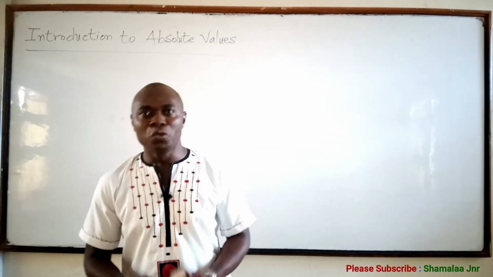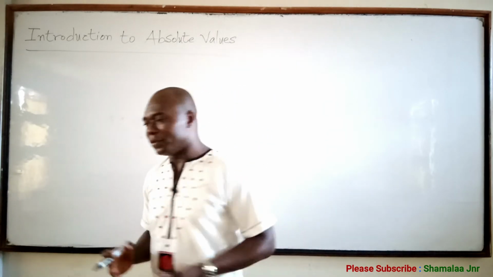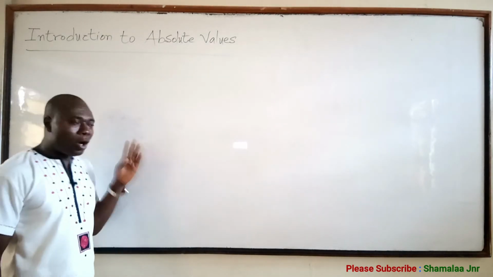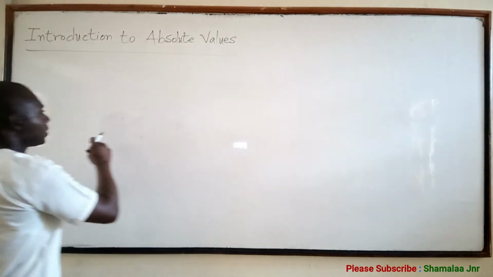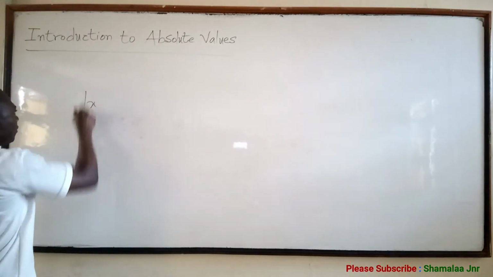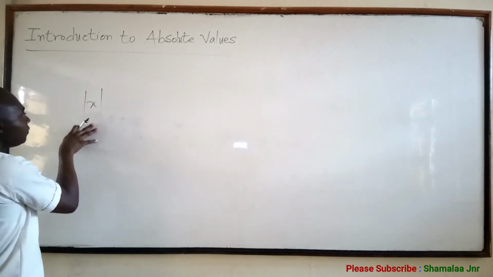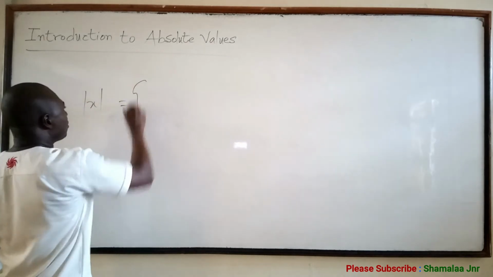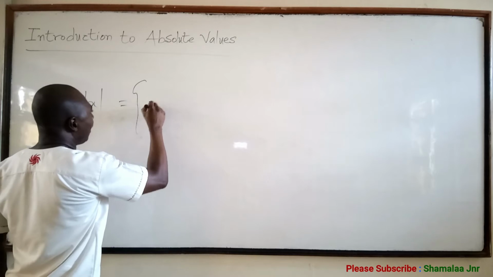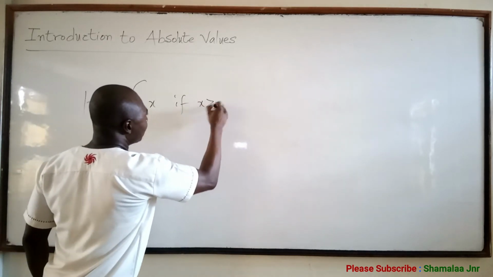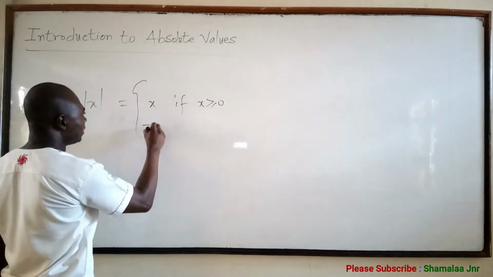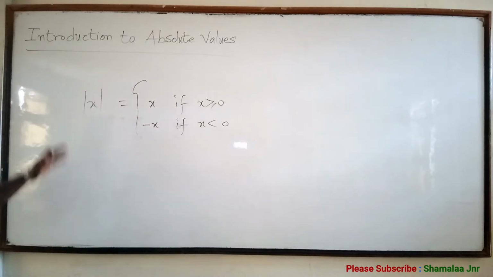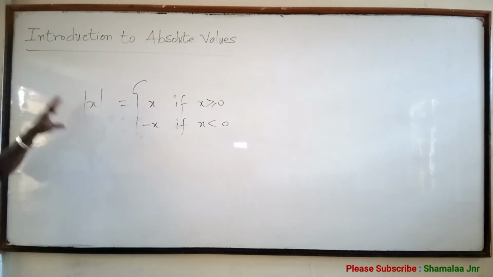Today I want to introduce you to absolute values. Viewers, the absolute value or modulus of a real number x is given by this. When you write this, it means absolute value of x or modulus of x, where x is a real number. It is x if x is greater than or equal to 0, and it is equal to negative x if x is less than 0.